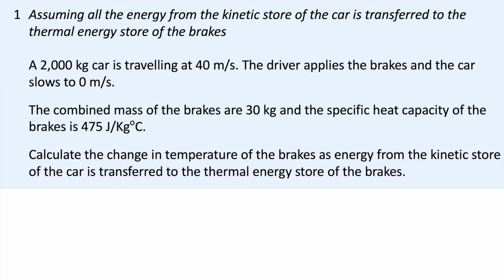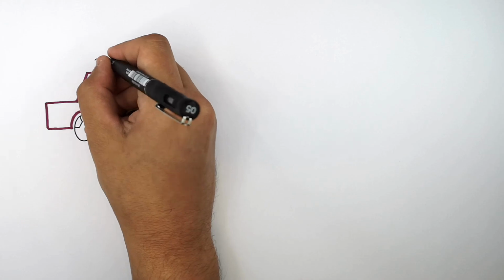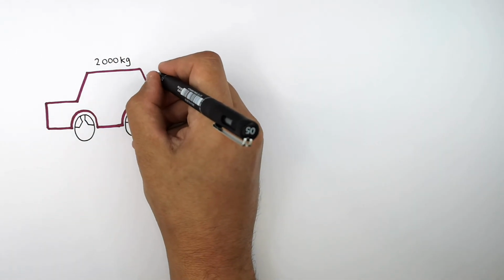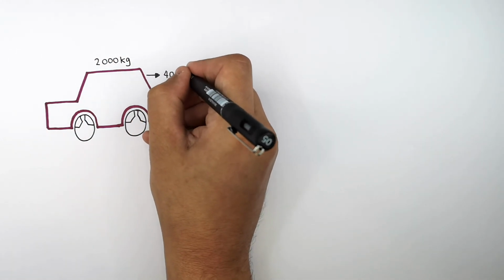This is the problem you will learn how to solve. Press pause to attempt it. The method and the answer will follow. So this car has a mass of 2,000 kilograms, and it's travelling at a speed of 40 meters per second.